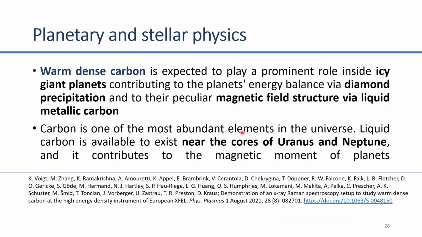Then coming to planetary and stellar physics. This is an active research area where warm dense carbon is studied. These icy giant planets have diamond precipitation and magnetic field structure due to liquid metallic carbon. Carbon is very abundant in these kinds of planets, and it is also known to exist in the cores of Uranus and Neptune. So studying this warm dense carbon is highly enlightening.